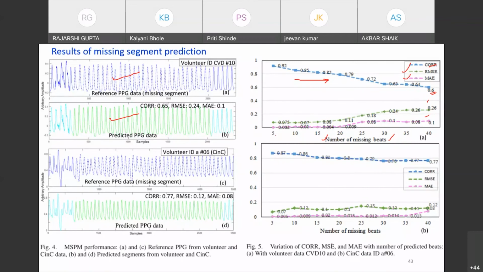So one volunteer data, CVD data, that means cardiovascular disease data, and one CNC data. Computing in Cardiology is a conference that is around 20 years old. Some open data is available in the Computing in Cardiology database, from where we took another data. For that, we show the reference PPG data and the predicted data. You can see that the correlation is quite good when we are missing around, say, 20-25 bits. So this is the experimental result.